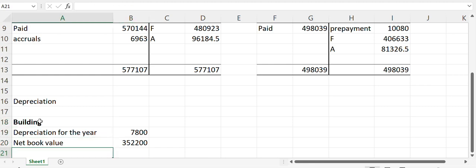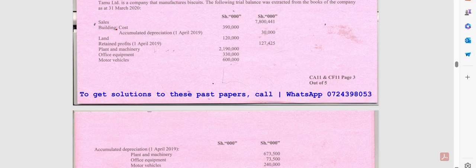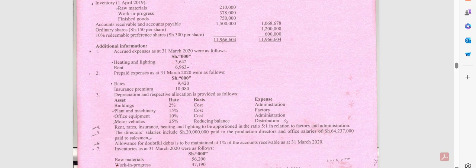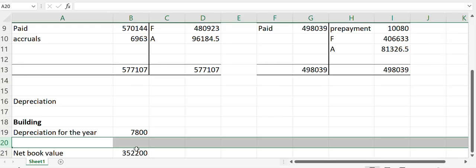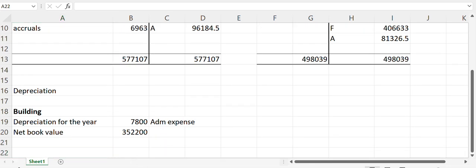But remember, we were told for depreciation for the year, this figure here, let me add a line here. There was information. If you go back to the addition information, they said we should record that in the admin. Okay, admin. So that one is okay. There was no need even of adding. So we know this one is going to go to administration expense. Okay, it's important to know that. So let us proceed with the next one.